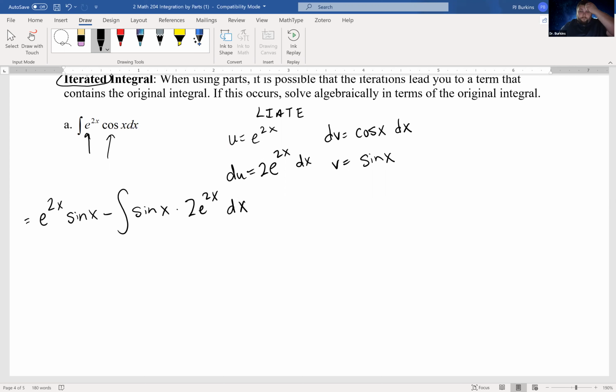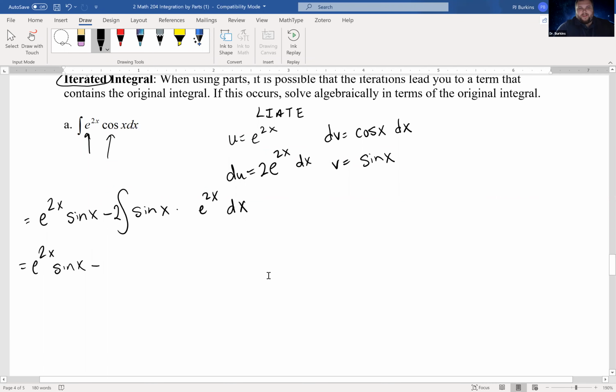Okay. So that's one iteration of by parts. Let's try one more. First off, I'm going to take this 2 and throw it out here. This e to the 2x is still there.